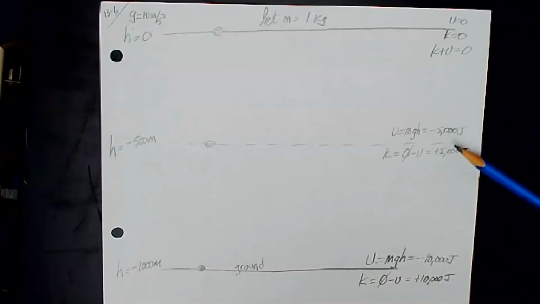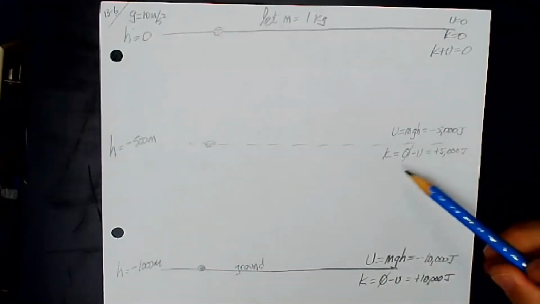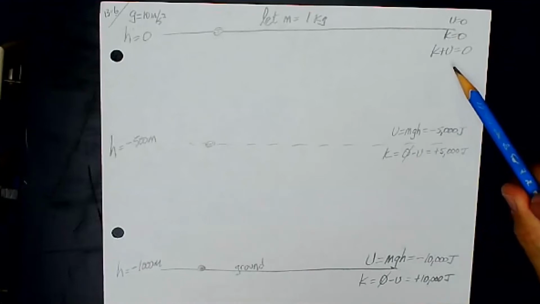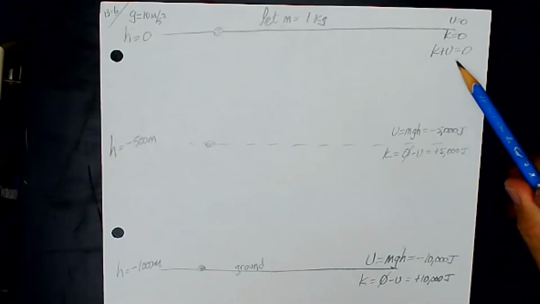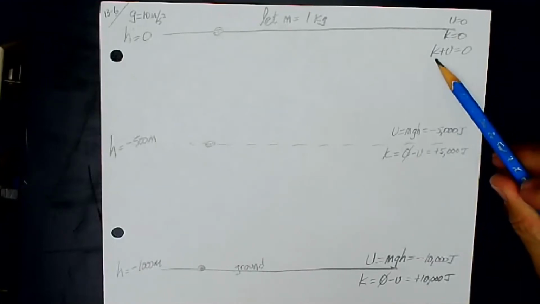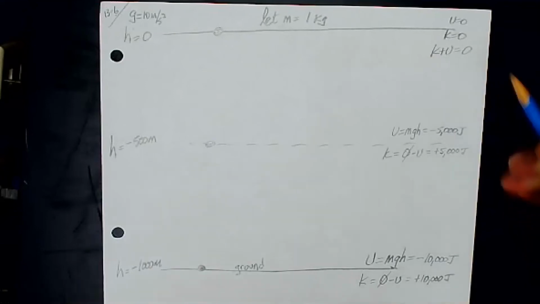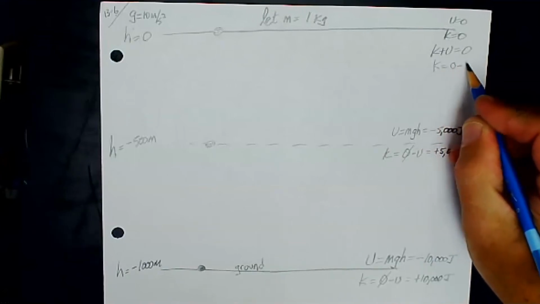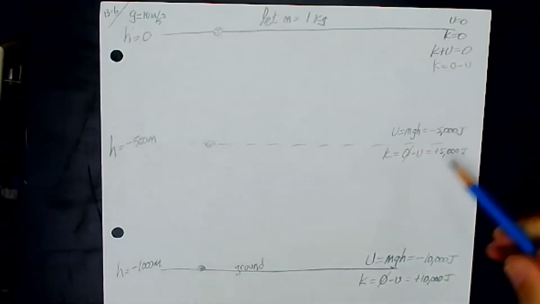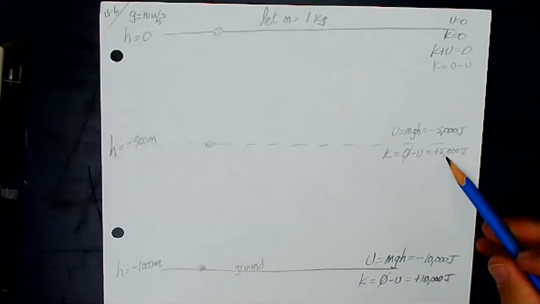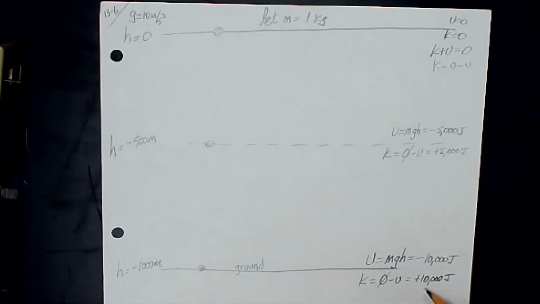You can see that I solve for the kinetic energy by saying the total energy equals 0, so the kinetic energy must be the total energy minus the potential energy. K equals 0 minus U. So that's what I've done here, and you see that I always get a positive value for my kinetic energy. Kinetic energy can never be negative.